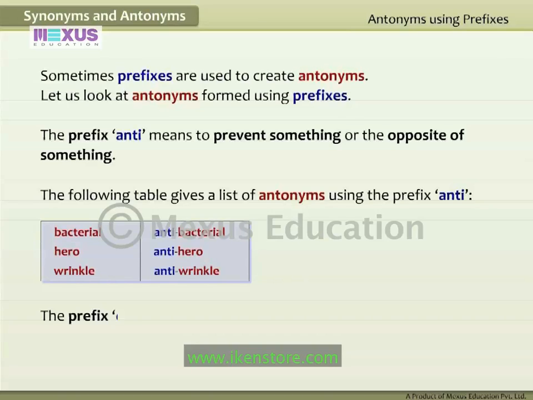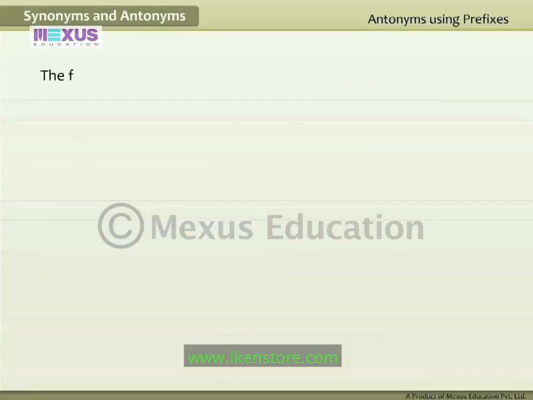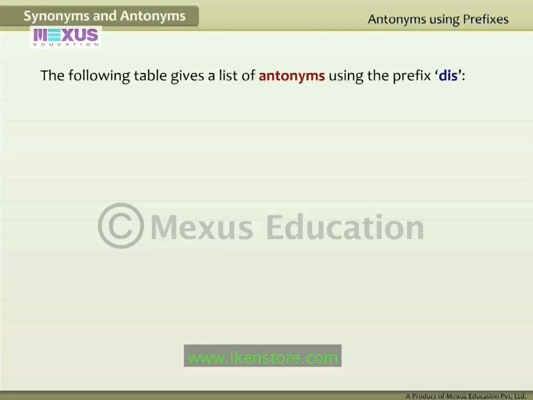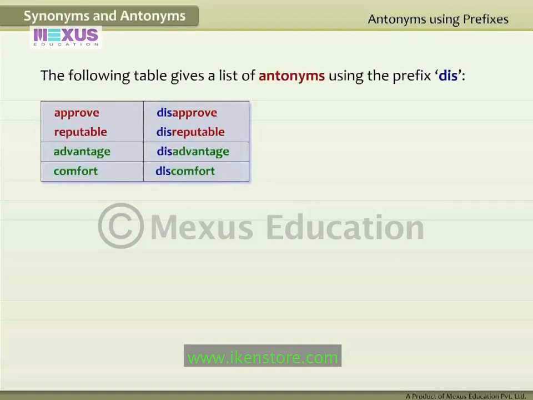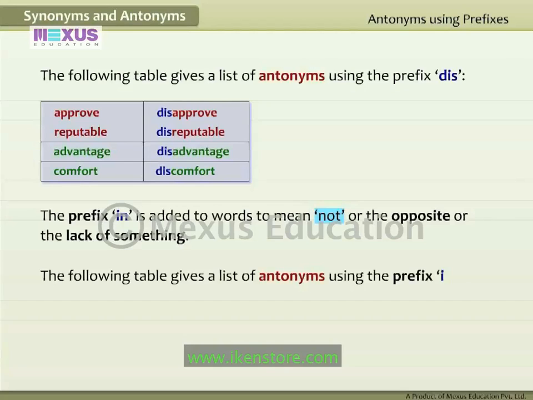The prefix dis is added to verbs to reverse a process or show the opposite of something. When it is used with nouns, it means the opposite of something. The following table gives a list of antonyms using the prefix dis. The prefix in is added to words to mean not or the opposite or the lack of something. The following table gives a list of antonyms using the prefix in.